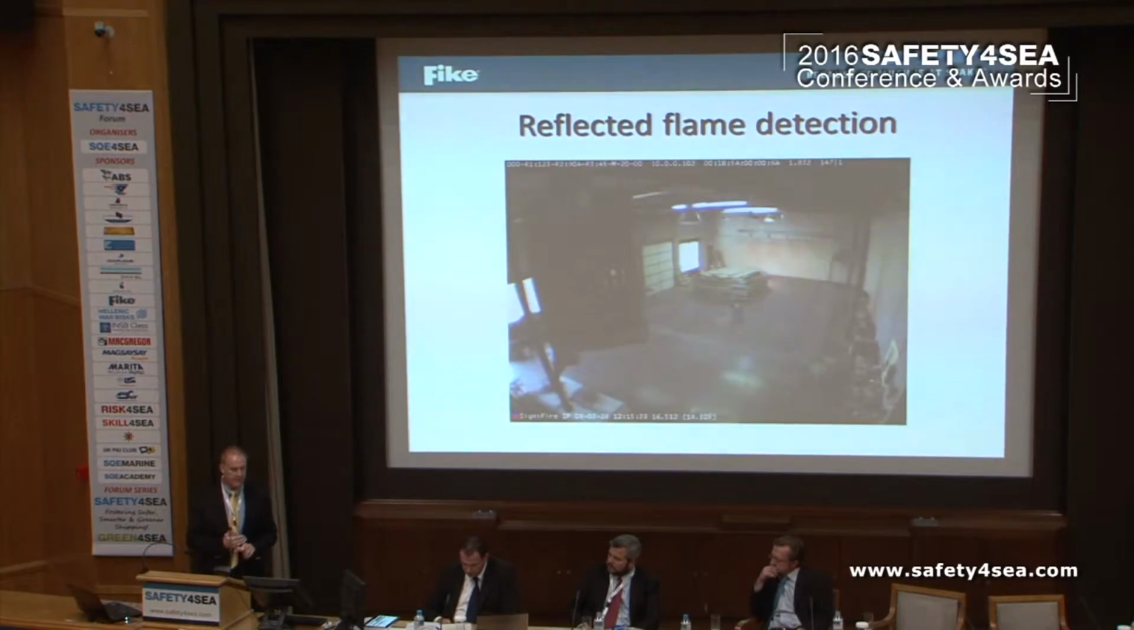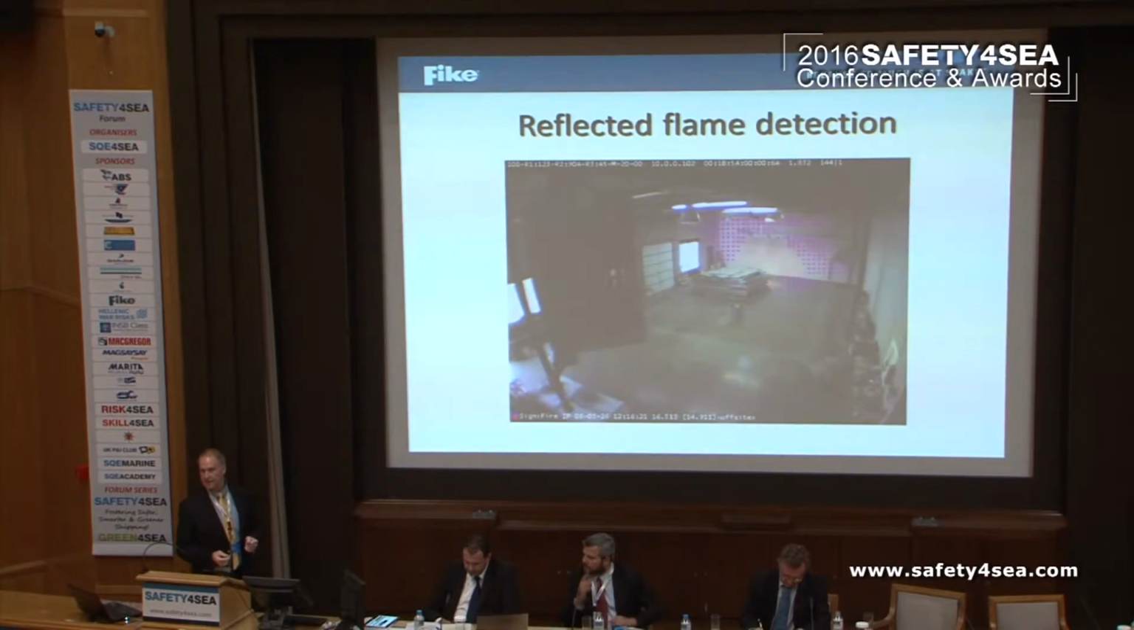So now the analytics don't have to see the flame directly. The analytics are monitoring for flickering light, random flickering, and changes in slow changing brightness affecting the pixels and dynamic flicker. So the purple dots represent reflected flame. This is useful in an engine room where there's a lot of obstructions and flame detectors can't see the flame directly.